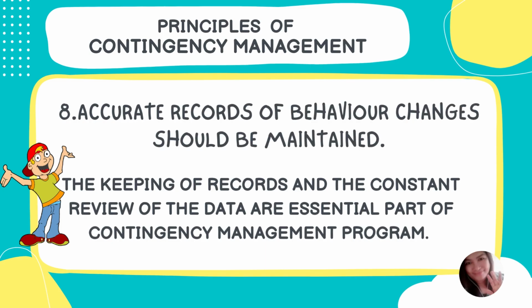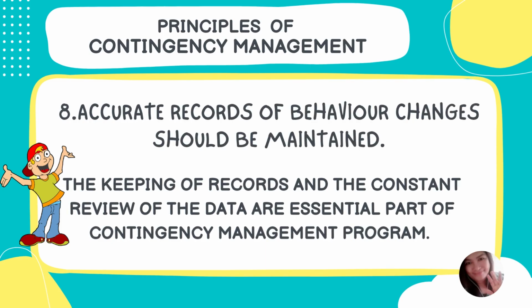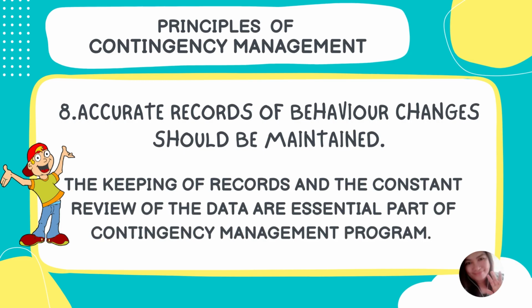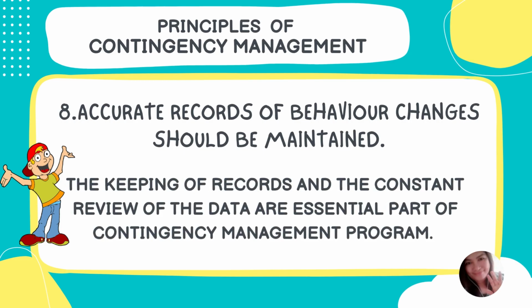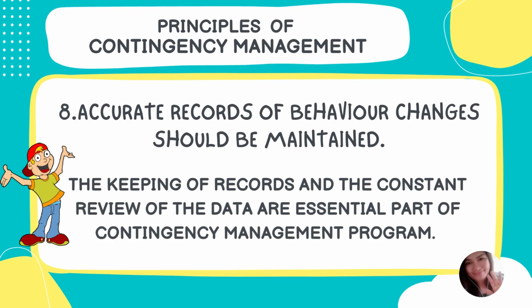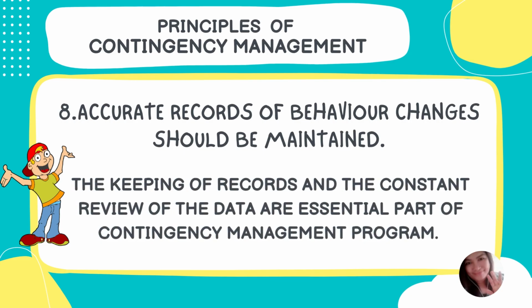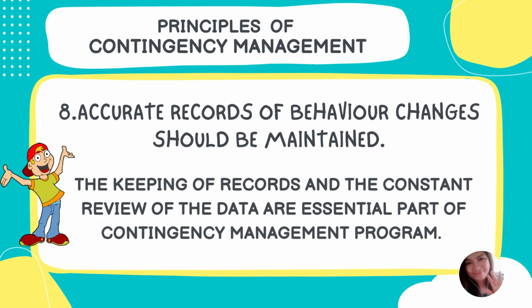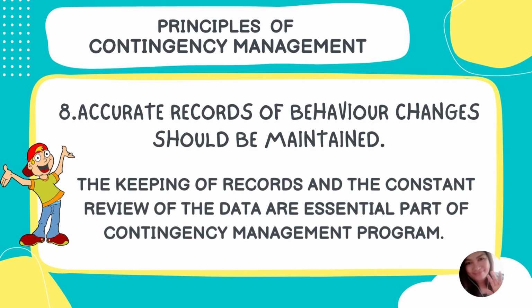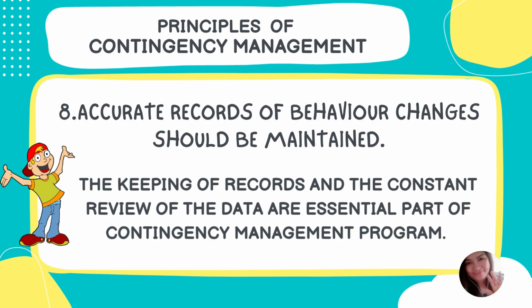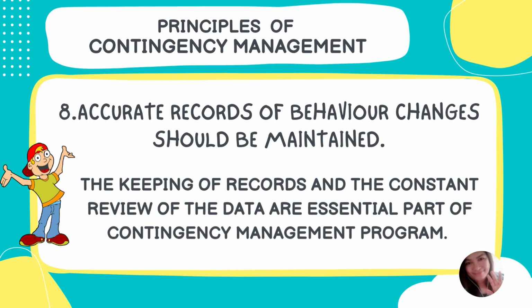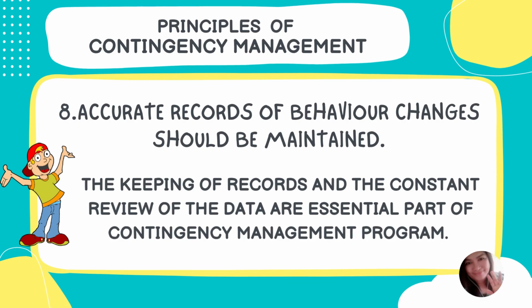Number 8, accurate records of behavior changes should be maintained. The keeping of accurate records and the constant review of data are an essential part of contingency management. All the effects of the program depend on an accurate analysis of data obtained prior to intervention and data obtained after intervention. This can be a time-consuming task depending on the number of behaviors being measured.